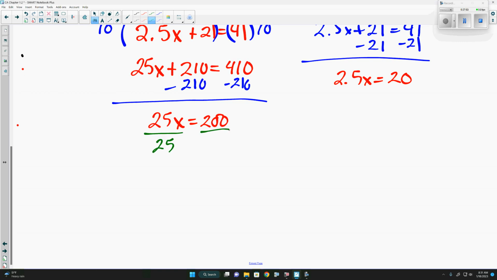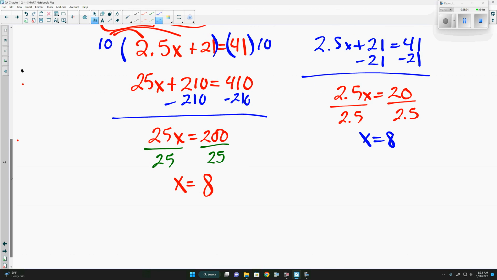Here I can divide by 25. 200 divided by 25 is 8. Really, how many quarters are in $2? 4 in $1, 8 in $2. Divide by 2.5, and we still get x is equal to 8. Because 2.5 plus 2.5 is 5. 20 divided by 5 is 4, times 2 is 8.